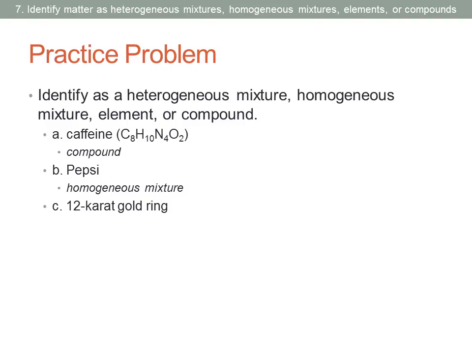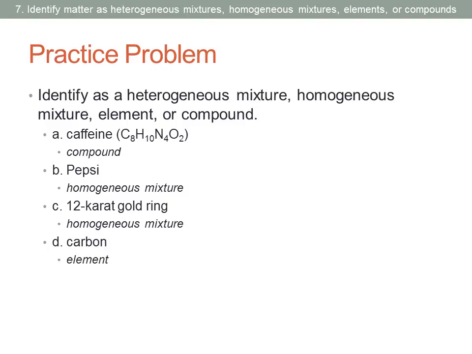A 12-karat gold ring. This is a homogeneous mixture. Gold, unless it's pure gold, which would be 24 karat, gold jewelry is often a mixture because gold is so soft. It's mixed with other metals, but we can't distinguish the gold from the other elements just looking at the jewelry, or in this case the ring. So that makes it homogeneous.